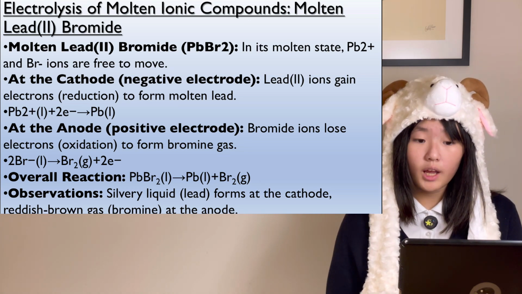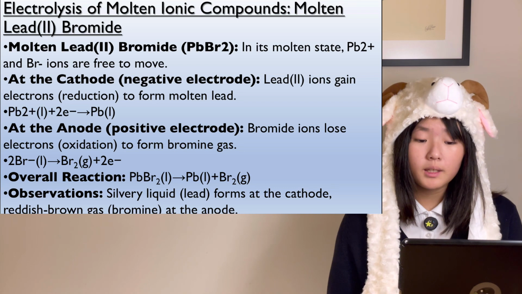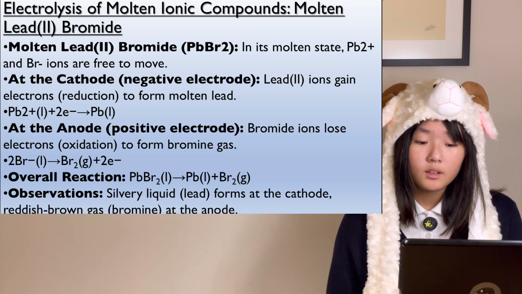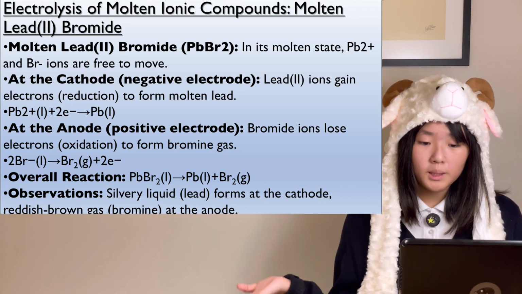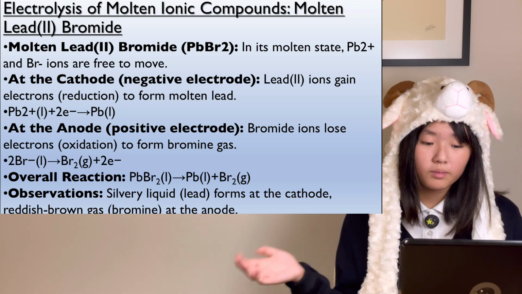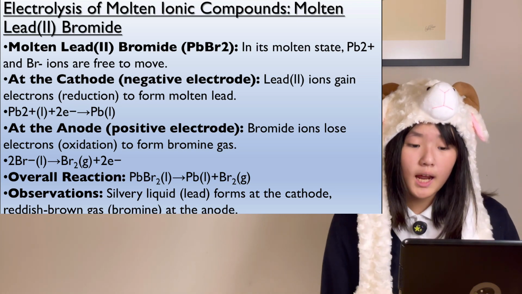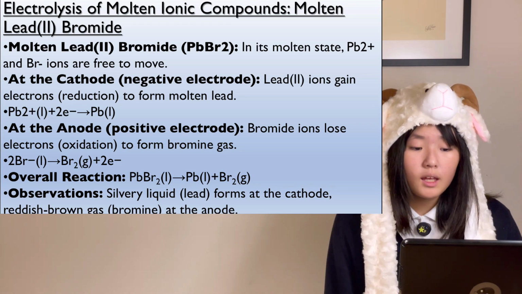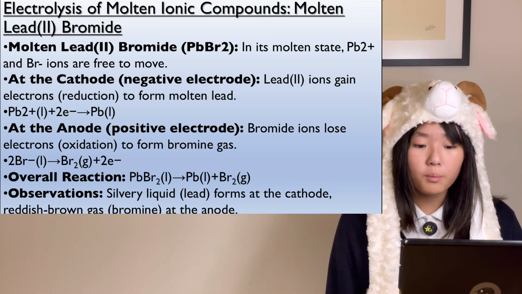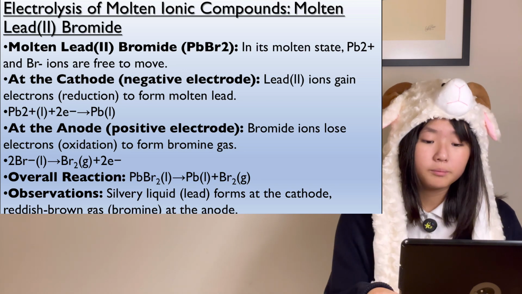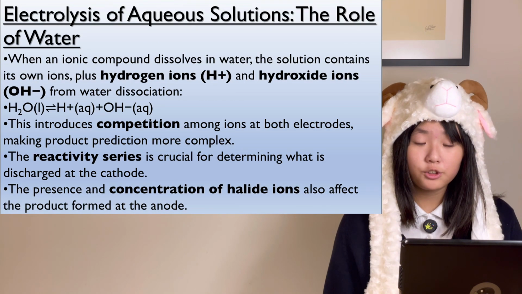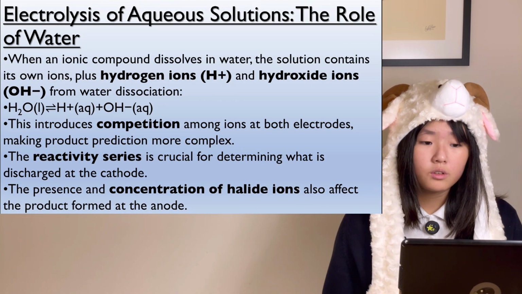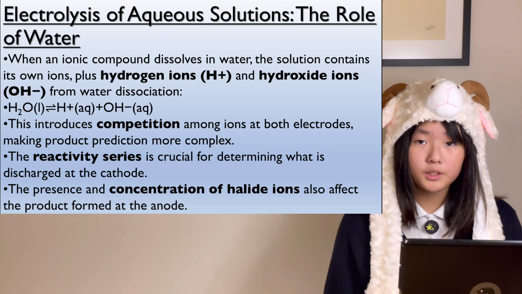The overall reaction is PbBr2, which is a liquid, becomes Pb plus Br2. You should observe that a silvery liquid, which is lead, forms at the cathode, and a reddish-brown gas, bromine, forms at the anode. Now I'll teach you about the role of water during electrolysis of aqueous solutions.